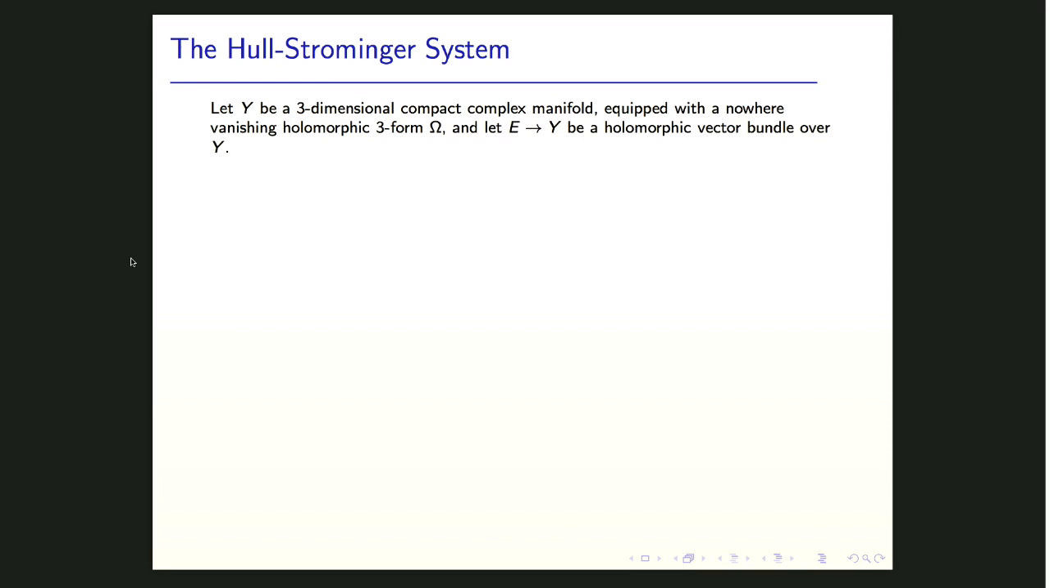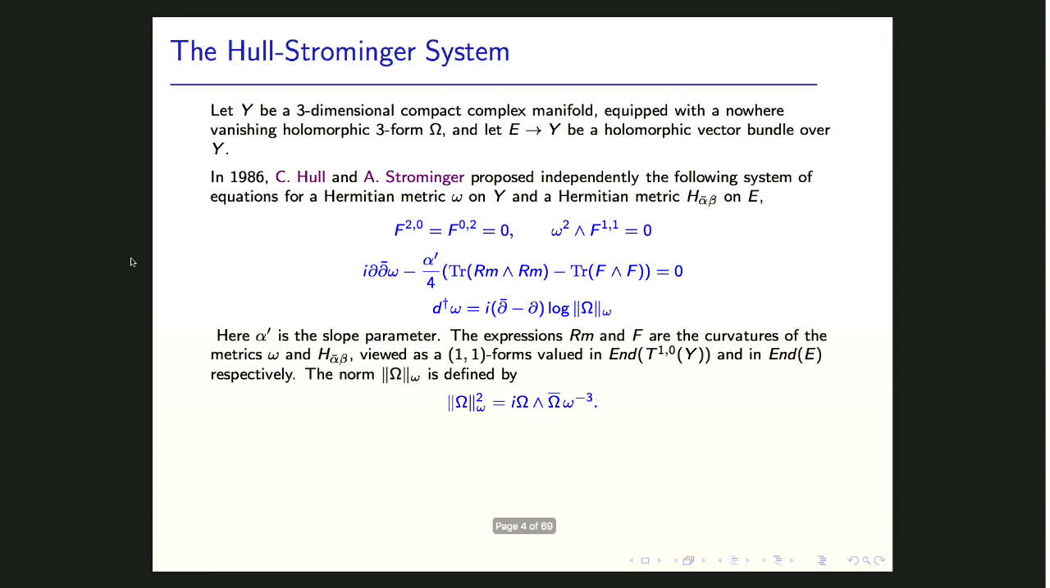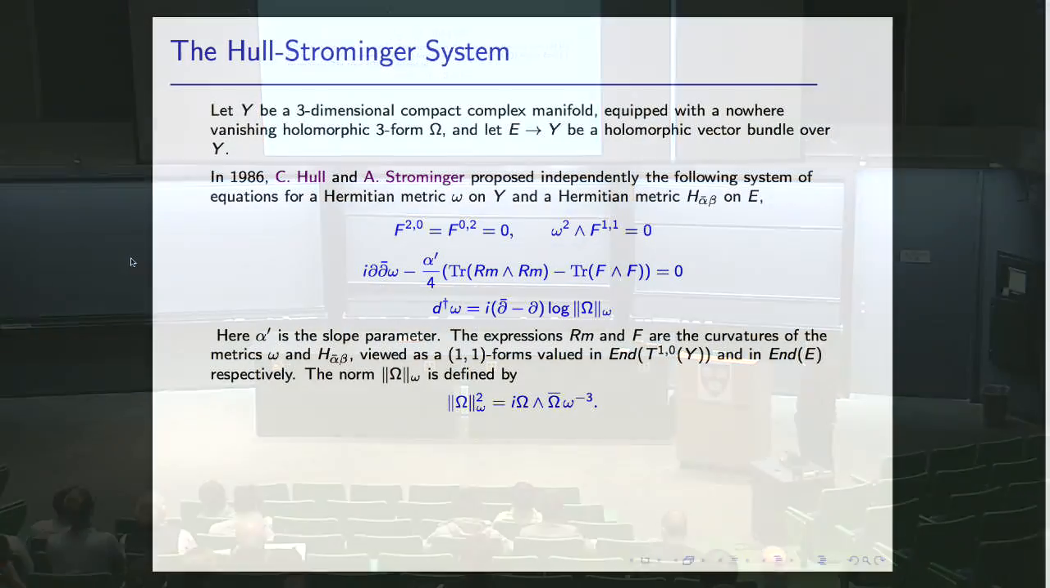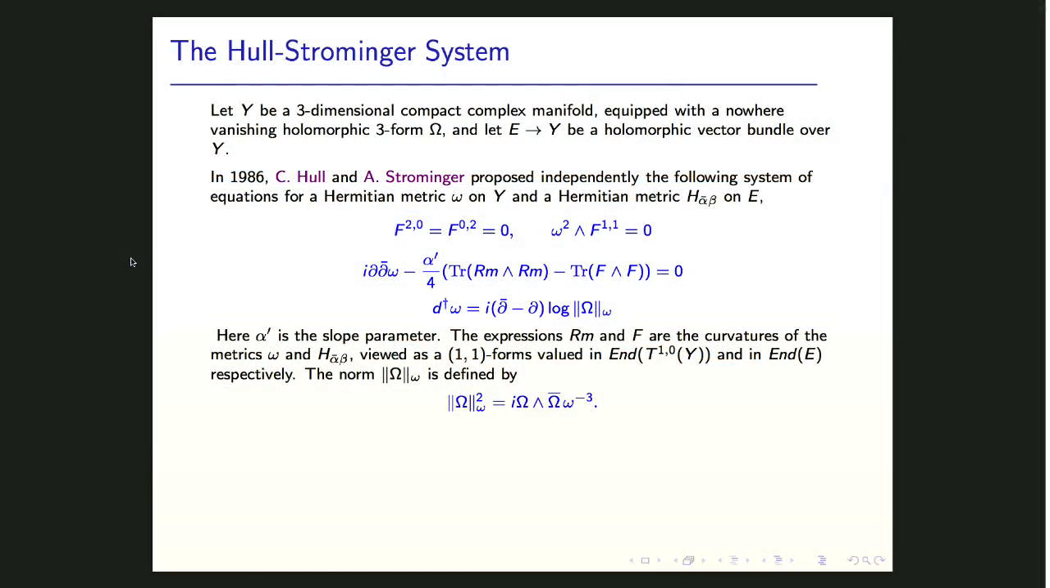So the setup is this. We have a three-dimensional compact complex manifold equipped with a nowhere vanishing holomorphic 3-form. So the first Chern class is 0, and we also have a holomorphic vector bundle over this manifold. So in 1986, Chris Hull and Andrew Strominger proposed independently the following system of equations. So in this system here, the unknown is a Hermitian metric on the manifold and a Hermitian metric on the bundle, which is denoted by H like this, and satisfying these three conditions.